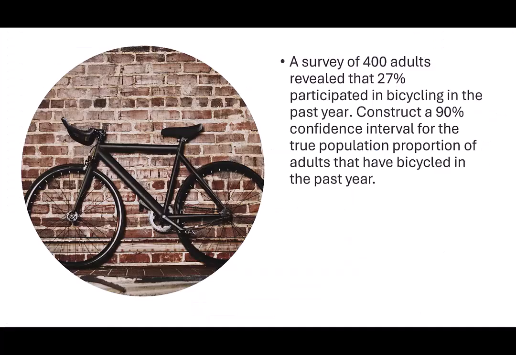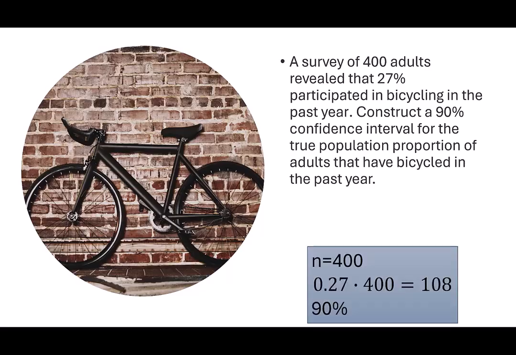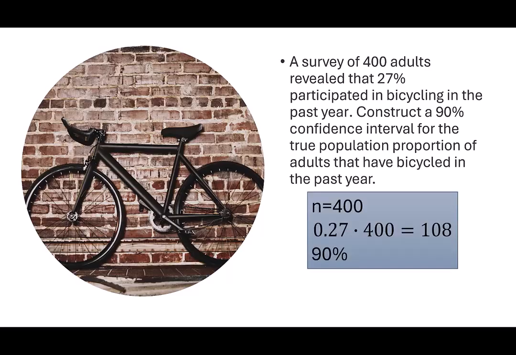This time, a survey of 400 adults revealed 27% participated in bicycling in the past year. We want to construct a 90% confidence interval for the true population proportion of adults that have bicycled in the past year. Once again, we can see that our n is given. It's 400. But we don't have the number of times the event occurred, so we need to figure that out before we go over to Minitab. That means we're just going to multiply 0.27 times 400, which is 108.